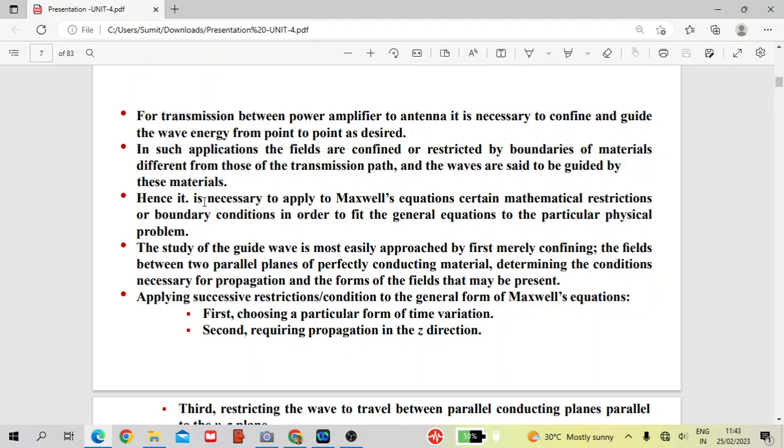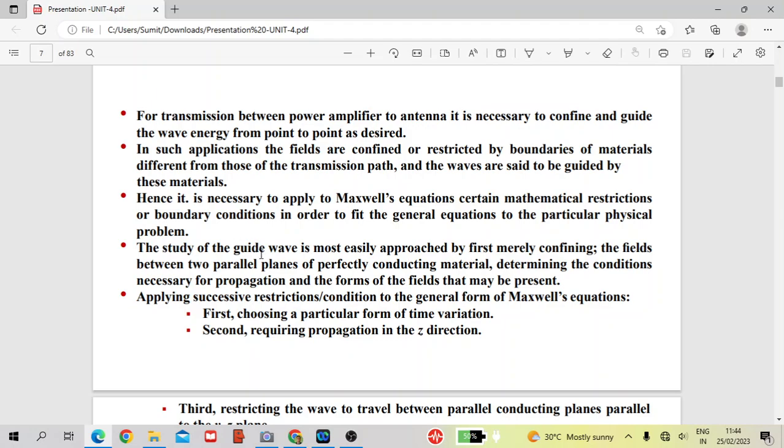And again, how do we find the E and H fields at every point within the guided medium? For that you have to apply Maxwell's equations, and you have to solve them using boundary conditions to get the E and H solution at every point within the guiding structure.